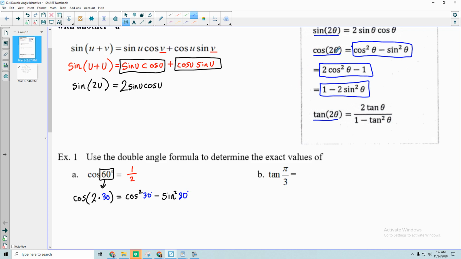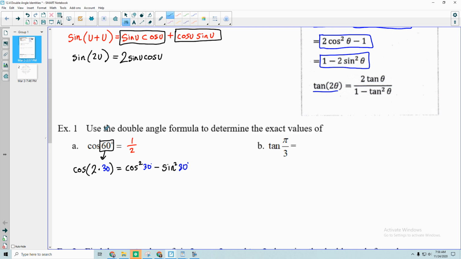Now, remember how I said that for cosine, you get a lot of options. You can use any of those three formulas. So I could have as easily used these other two, and you will still get the same answer if you try to use those other two formulas. All right, so then how do I work with this? How do I simplify something like this?